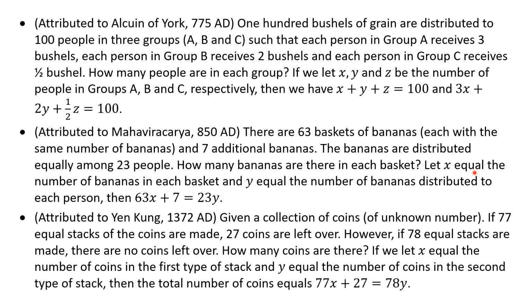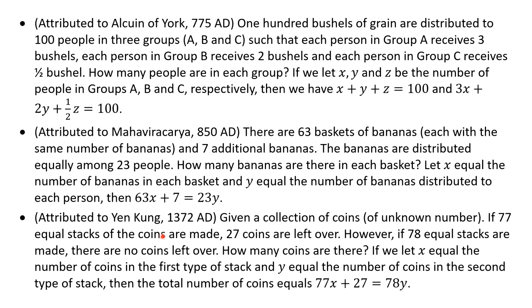If we let x equal the number of bananas in each basket, and y equal the number of bananas distributed to each person, then we have this equation here. So there's 63 baskets times x, the number of bananas, and we were told there's 7 left over, so we have this here. And then it says the bananas are distributed equally among 23 people, so that would be 23 times y. We don't know what the number of people are. Okay, so that's the second one.